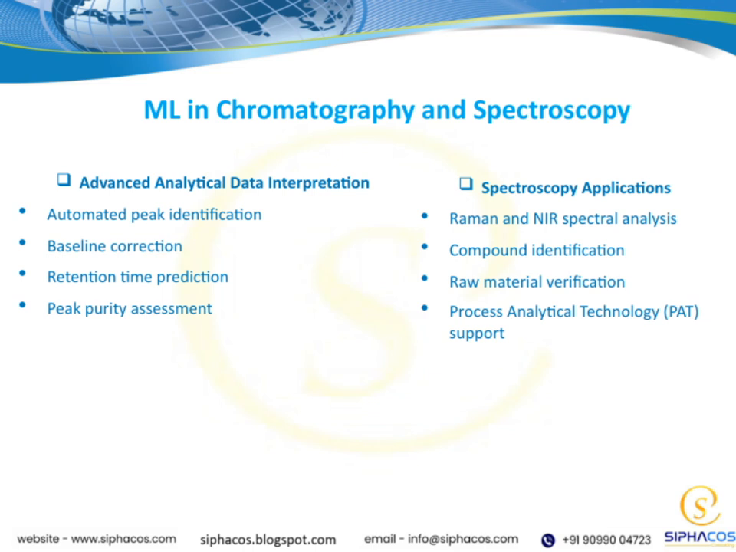By integrating machine learning into chromatography and spectroscopy, we can enhance data analysis capabilities, making our interpretations more precise and efficient. Advanced analytical data interpretation is also crucial. It includes automated peak identification, which helps us find relevant signals in complex spectra without manual effort. Baseline correction is another important step, ensuring our data is clean and reliable for analysis. Retention time prediction allows us to anticipate how compounds will behave during separation processes, improving method development.